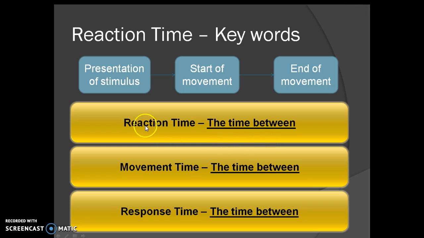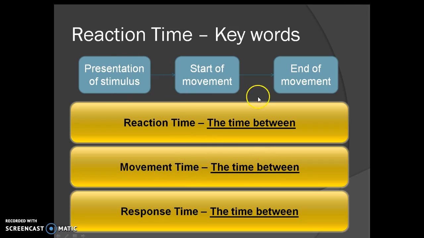So if you look at reaction time, reaction time is the time between the presentation of a stimulus, e.g. the gun in a 100-meter race, and the start of movement, e.g. the push off the blocks. It's important you have that in your definition. So, the time between presentation of stimulus and start of movement. You should be able to give an example of the presentation of stimulus, e.g. the gun at a 100-meter start, and the start of movement, which is your foot pushing off the sprinting blocks before you move.